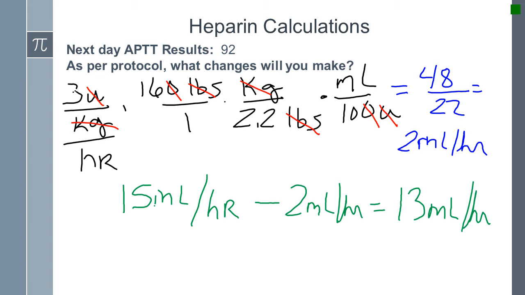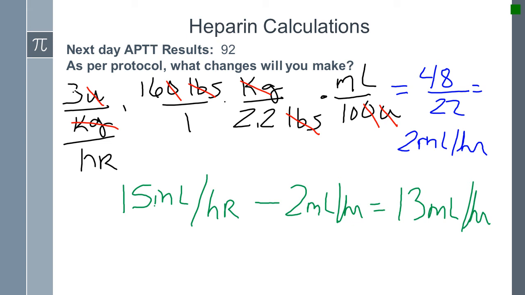So then we come back the next day. And on the next day, our results come in and they're 92. So we see that greater than 90, we're going to stop our heparin for 1 hour, and then we're going to decrease our rate by 3 units per kilogram. So now we need to go back and figure out how much 3 units per kilogram per hour is when our patient is 160 pounds.